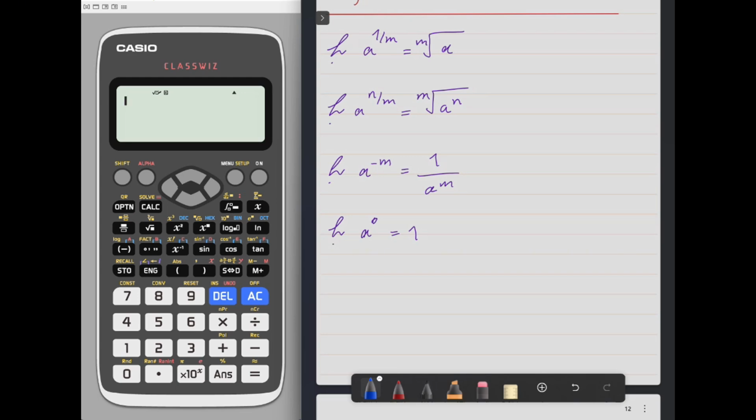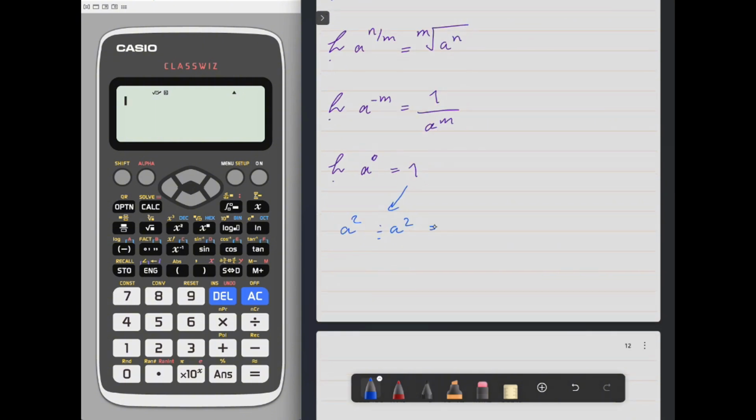Why? Because let's say I have a to the power of 2 divided by a to the power of 2. From the first section, laws of indices, we know that this is equal to a to the power of 2 minus 2, or a to the power of 0. But I have a question, guys: isn't any number divided by itself equal to 1? So a to the power of 0 is equal to 1. This is just a simple proof for the fourth law, so you can understand it much better.